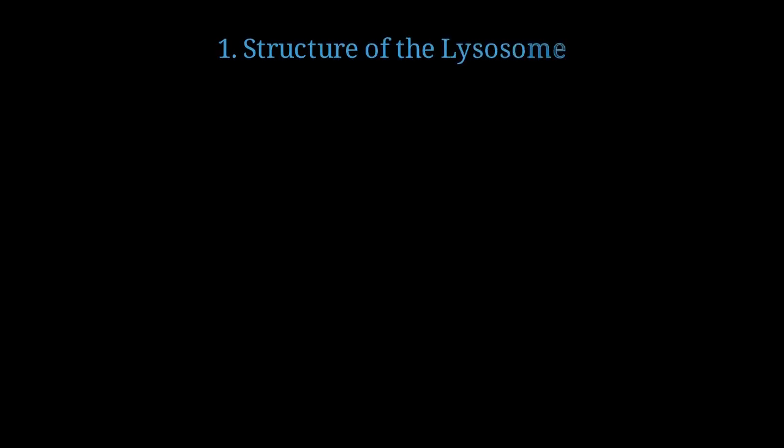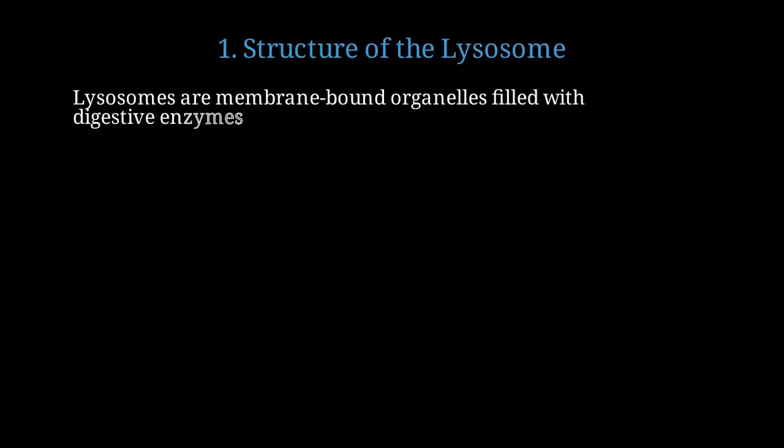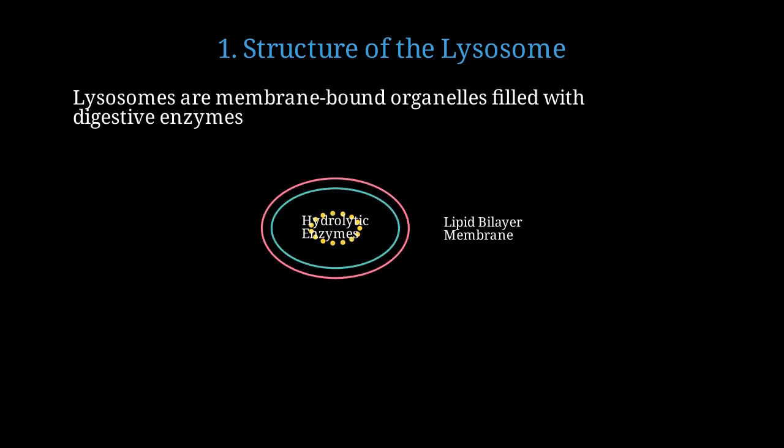Let's first understand the basic structure that makes pH maintenance possible. Lysosomes are membrane-bound organelles containing more than 50 different digestive enzymes called hydrolases. The lysosome has a lipid bilayer membrane that separates the acidic interior from the neutral cytoplasm, with hydrolytic enzymes floating inside. Now let's explore how lysosomes actively create their acidic environment.